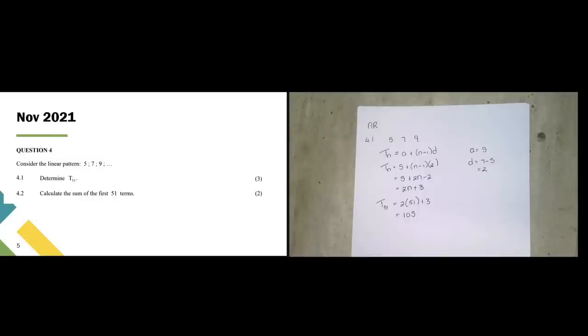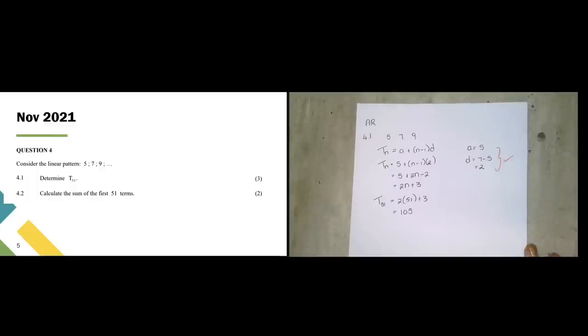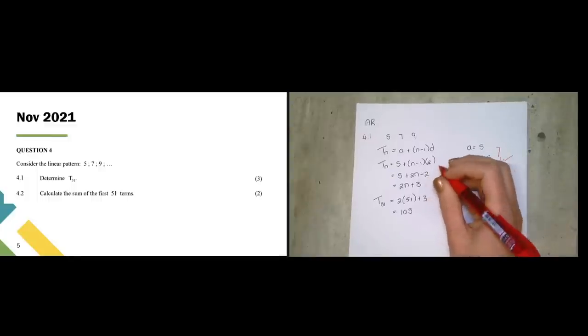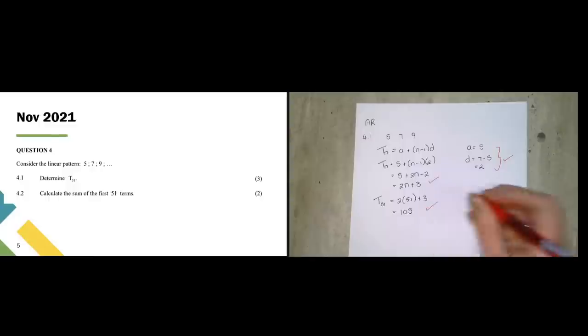This question counted 3 marks. So where did the 3 marks go? Very important that you show your work, because they gave you a mark for showing what was A and what was D. Then a mark for substituting and getting to the formula, and then a mark for the final answer.